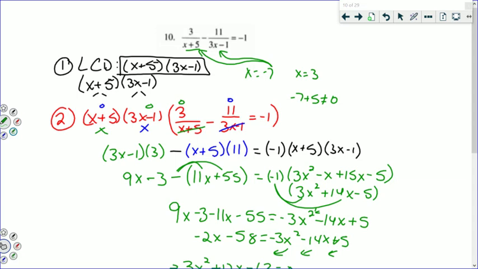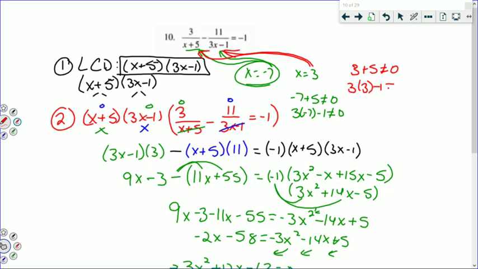If we plug in negative 7, 3 times negative 7 is negative 21, minus 1 is still not 0. 3 times negative 7 minus 1 doesn't equal 0. 0 in the denominator is what's going to cause these things to not work. So we can say, all right, negative 7 is probably a good solution. And then if we take 3 and plug it in to both of these, well, 3 plus 5 is not going to be 0. And then 3 times 3 minus 1 is also not going to be 0. So both negative 7 and 3 work for this problem. Both are valid solutions.